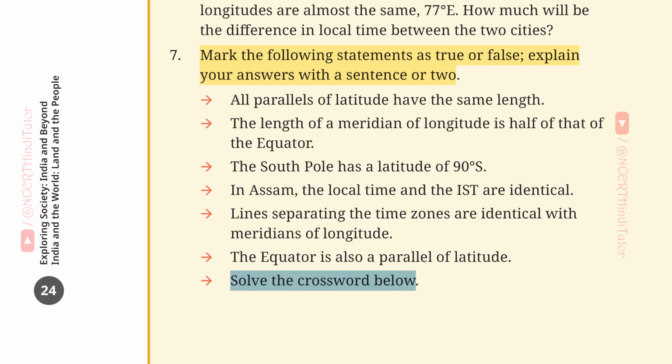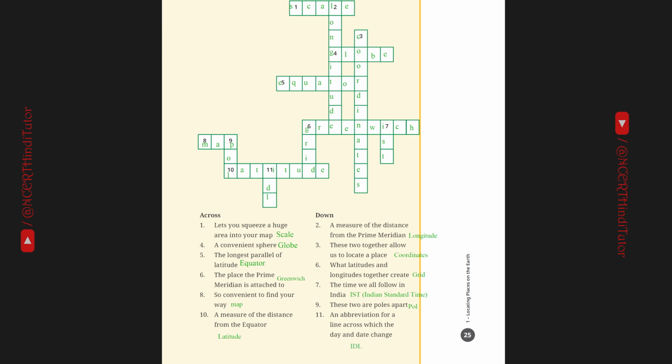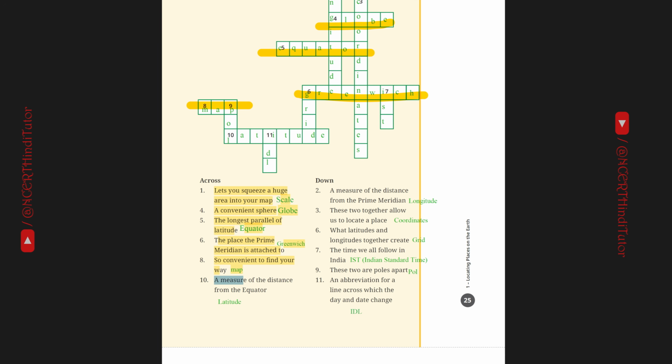Next, solve the crossword below. Answer. Friends, last, crossword. Across. First, lets you squeeze a huge area into your map. Answer: scale. Fourth, a convenient sphere. Answer: globe. Fifth, the longest parallel of latitude. Answer: equator. Sixth, the place the prime meridian is attached to. Answer: Greenwich. Eighth, so convenient to find your way. Answer: map. 10th, a measure of the distance from the equator. Answer: latitude.